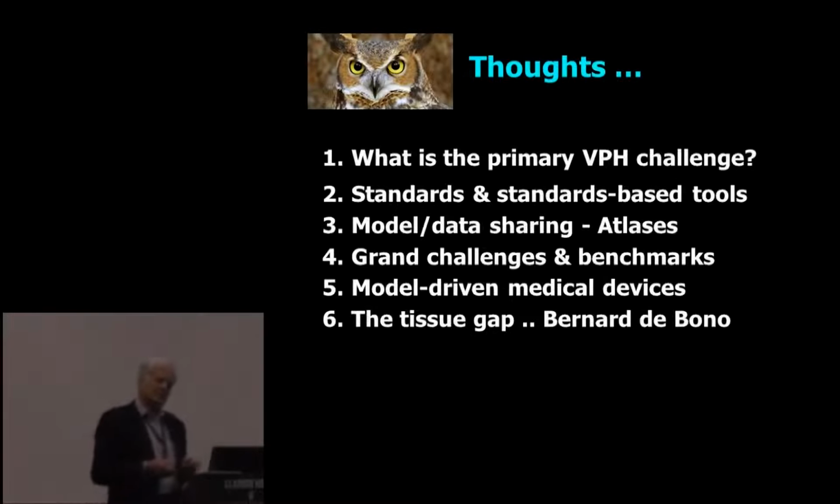So here are some thoughts, and this is really the basis for my lecture. I want to talk about, first of all, what are the primary VPH challenges that are different from the way other groups see scientific challenges. I think, and these are my own biases on what I think is important in this area, but standards and standard-based tools I think is an absolute key, and I'll talk more about why. Model and data sharing as a community, both through the model repositories and increasingly the use of atlases to make patient data with models available on a population basis. And I'll talk about a couple of those.